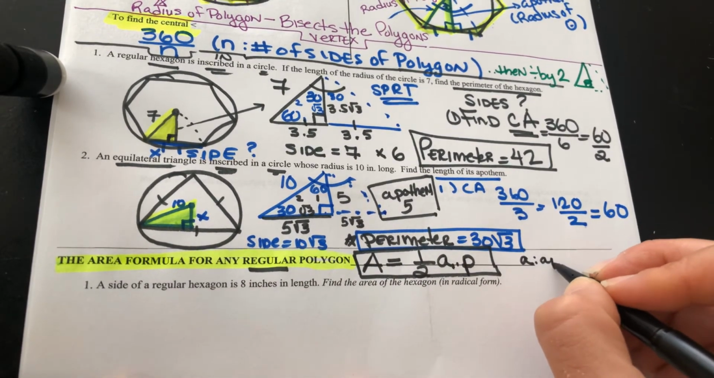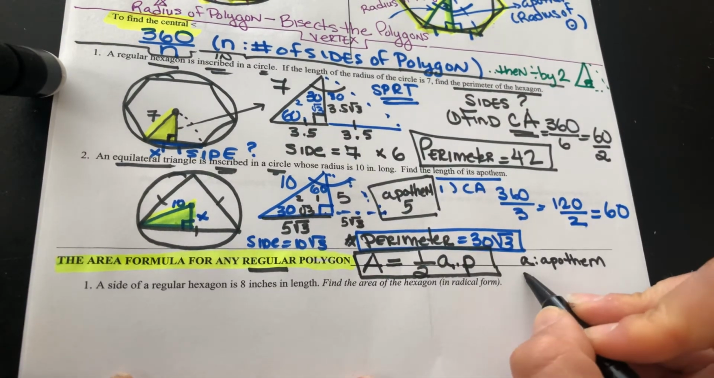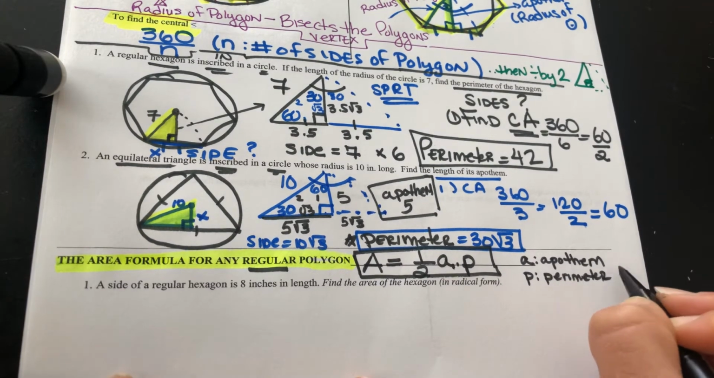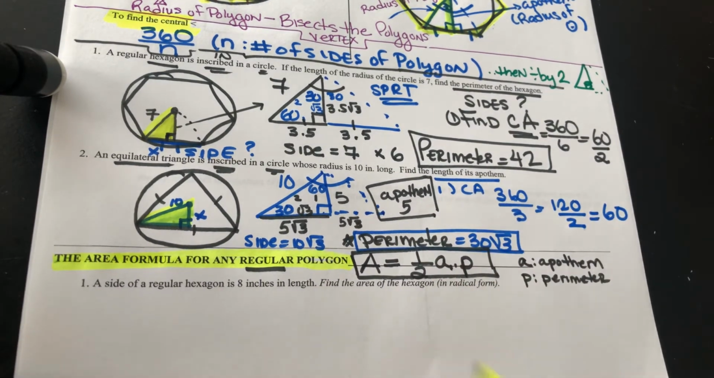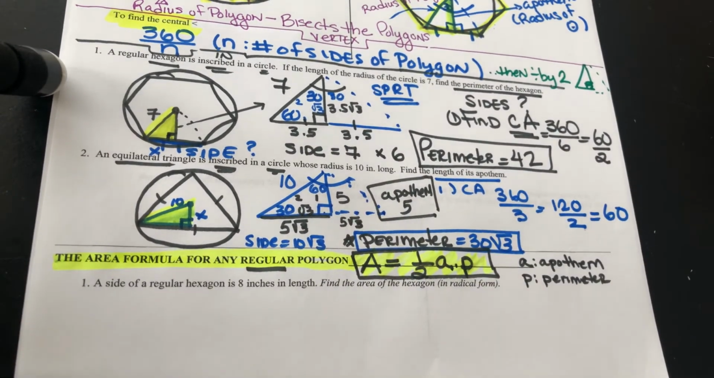A stands for your apothem. This is why we needed to work with the problems, to understand how to find the apothem. P finds your perimeter. Again, that's the reason I gave you those problems above. So formula, very, very important. Okay?